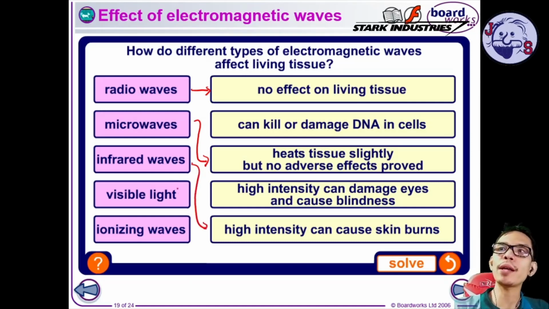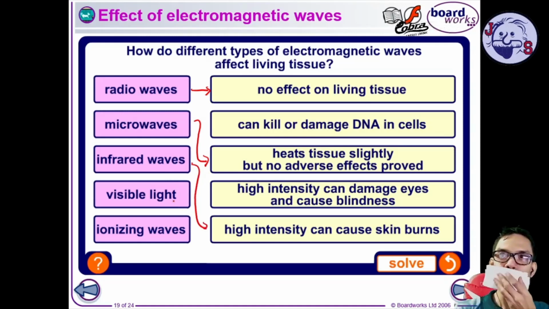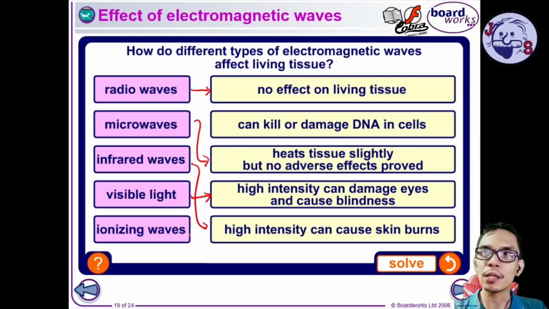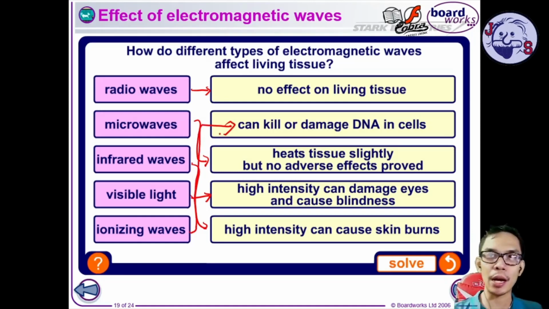Next is the visible light. The visible light is somewhat harmless, but in longer exposure, it can cause blindness. And finally, we have the ionizing radiation. Obviously, because it packs a lot of energy, it can kill or damage DNA cells.